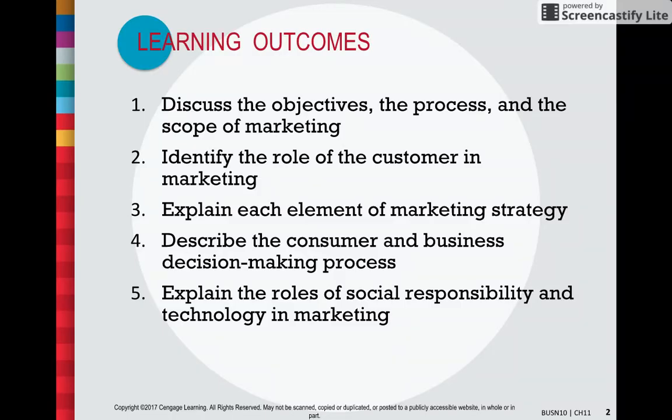And the learning outcomes for this chapter are to 1, discuss the objectives, the process, and the scope of marketing. 2, to identify the role of the customer in marketing. 3, to explain each element of the marketing strategy. 4, to describe the consumer and business decision-making process. And 5th, the last one, is to explain the role of social responsibility and technology within marketing.